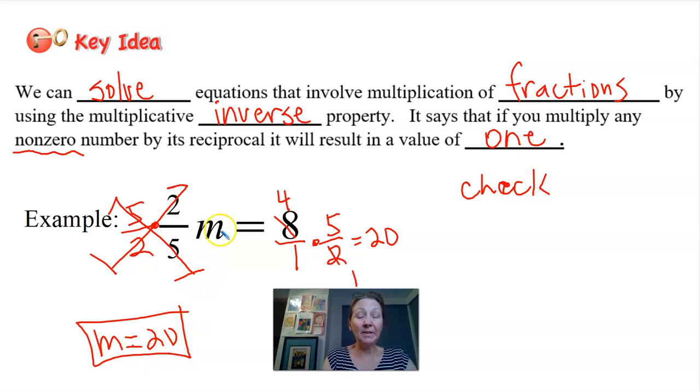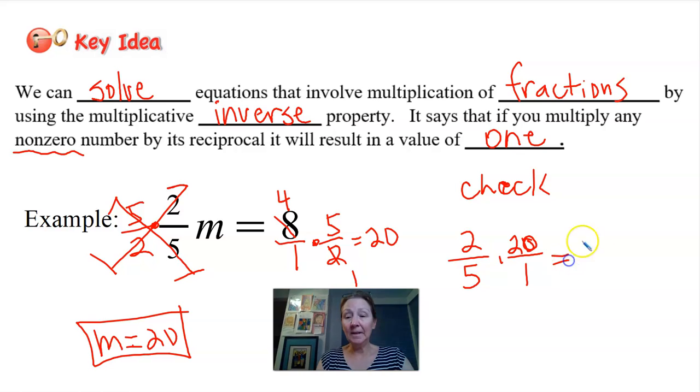Now we're going to check it by plugging it into the original equation. The original equation is 2/5 times m, but instead of m, I'm putting in 20. Because 2/5 is a fraction, I want to put my 20 over 1, and I'm going to see if it equals 8. Then I'm going to do some simplifying. 5 and 20 are both divisible by 5. 5 divided by 5 is 1, 20 divided by 5 is 4. When I multiply across, I get 2 times 4 is 8, and 1 times 1 on the bottom. 8 over 1, definitely equal to 8.